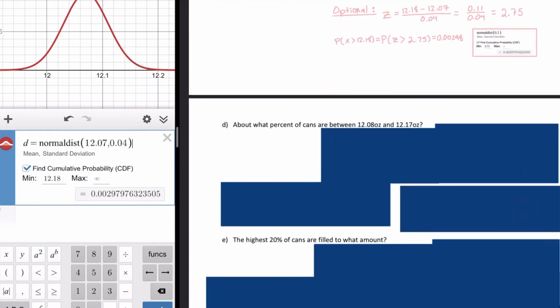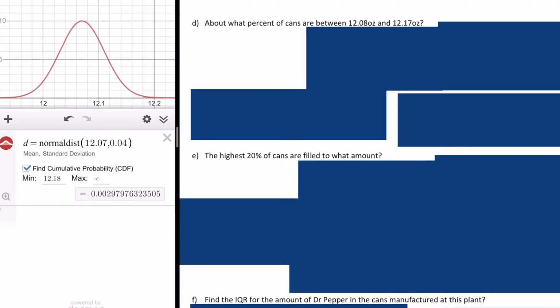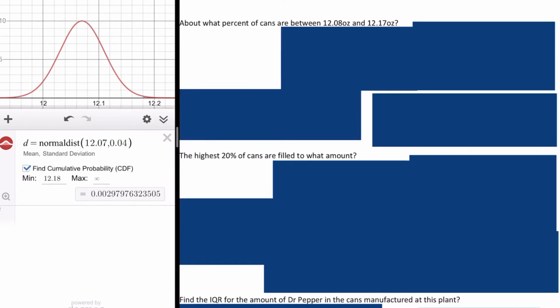All right, let's move on to the next one. About what percent of cans are between 12.08 ounces and 12.17 ounces? So let's go to my picture first.